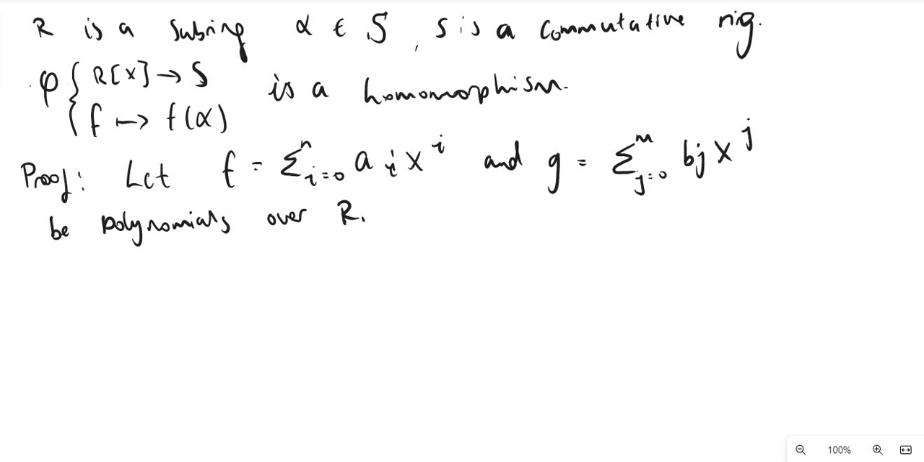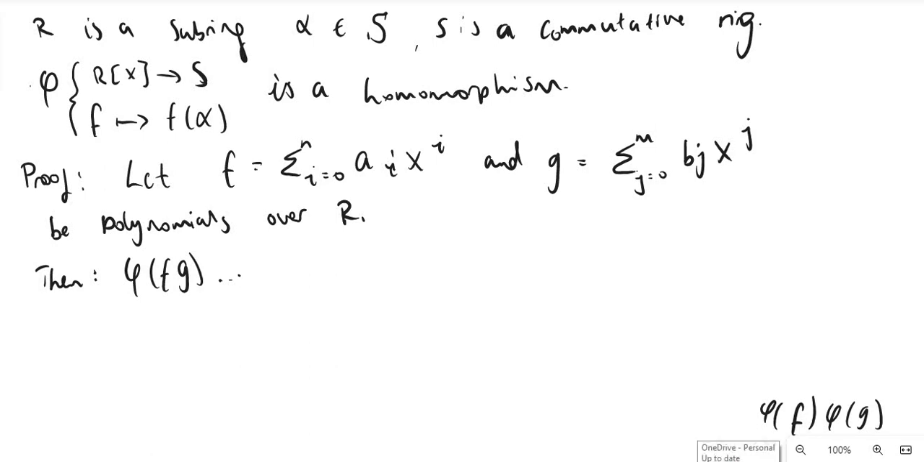Now, we need to establish that phi of f g is equal to phi of f times phi of g. So the aim of this proof and the aim of the game is to get from one step all the way to the next without breaking any rules, and properly rigorously defining our axioms as we go.